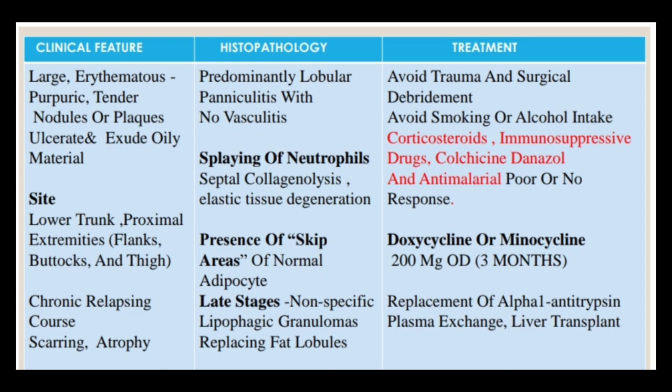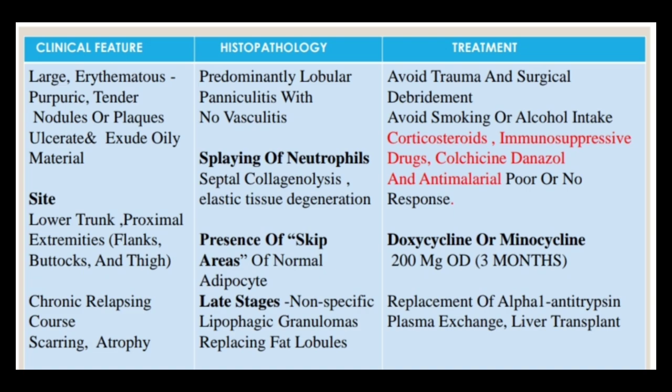Treatment includes avoiding trauma, surgical debridement, smoking and alcohol intake. In this entity also, the usual treatment of panniculitis, that is corticosteroid, immunosuppressive drugs, colchicine and antimalarials, gives poor or no response. Doxycycline or minocycline given at a dose of 200 mg OD for at least 3 days gives a response, and dapsone also shows a response. Ultimate treatment includes replacement of alpha-1 antitrypsin, plasma exchange and liver transplant.